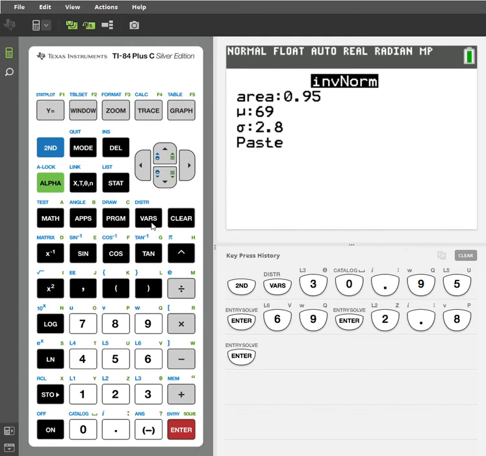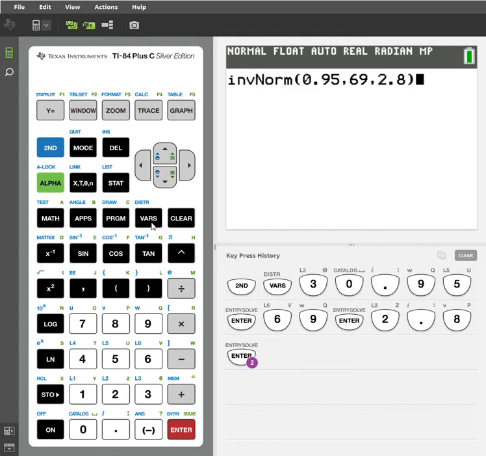So now we are going to go ahead and paste this onto our main screen. Again, if your calculator does not prompt you, inverse norm, parentheses, the percentile as a decimal, or the area below the data value we are seeking, the mean, the standard deviation. Go ahead and hit enter.